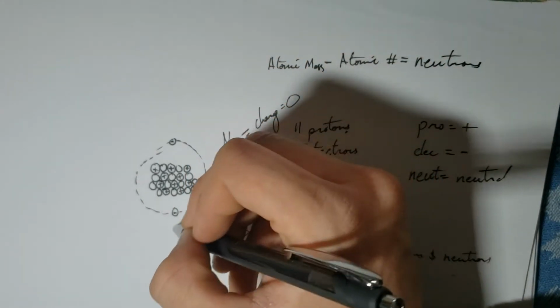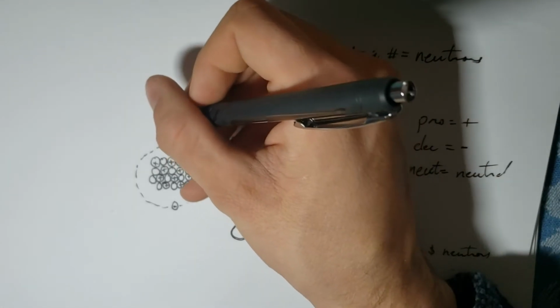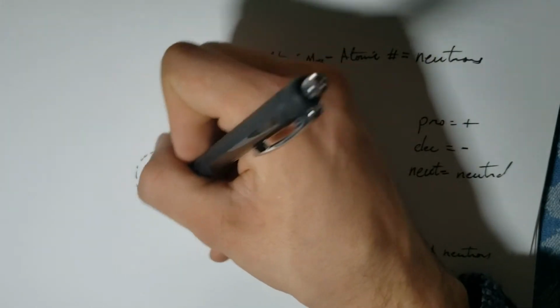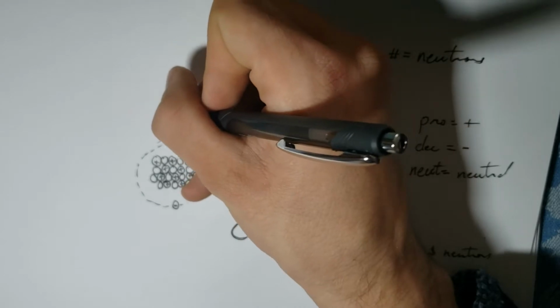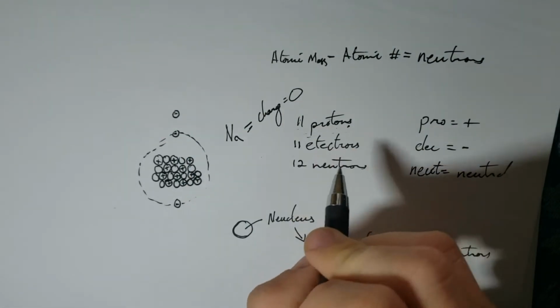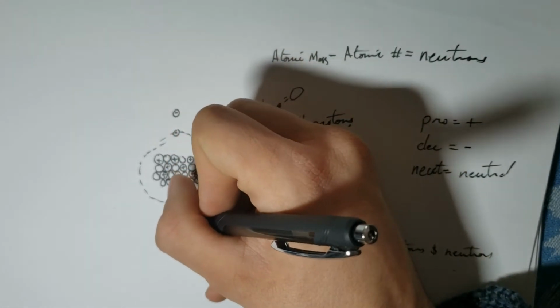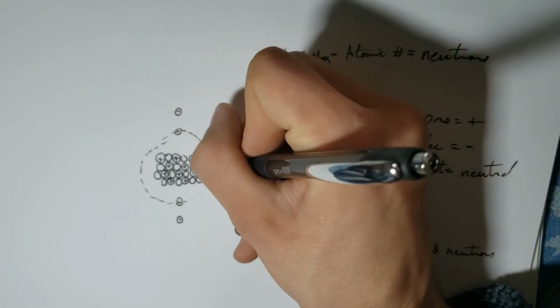But our next shell, which is going to be the next orbit, so maybe like another planet in orbit around our sun, which would be our nucleus, can actually hold 8, which would bring us to 11 electrons, right? So we'll go ahead and draw those here.